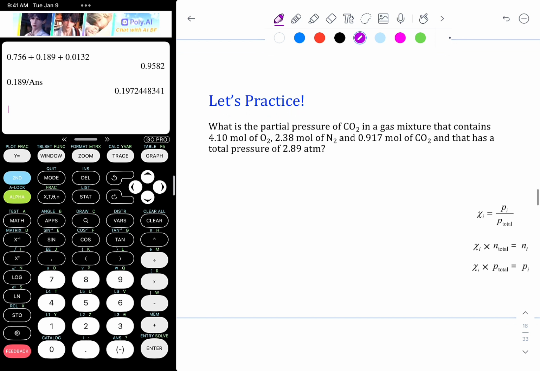Okay, so here's one where we can use our mole fractions to find the individual pieces. So, we want to know the partial pressure of carbon dioxide in a gas mixture that contains 4.10 moles of oxygen, 2.38 moles of nitrogen, and 0.917 moles of carbon dioxide, and has a total pressure of 2.89 atm. So we want to find the partial pressure of this. Okay, so this is P total. And we want to find the partial pressure, P sub I.